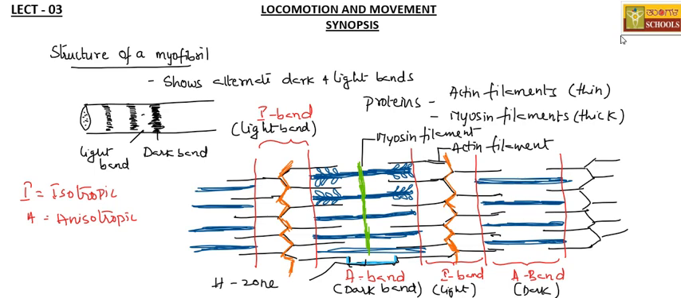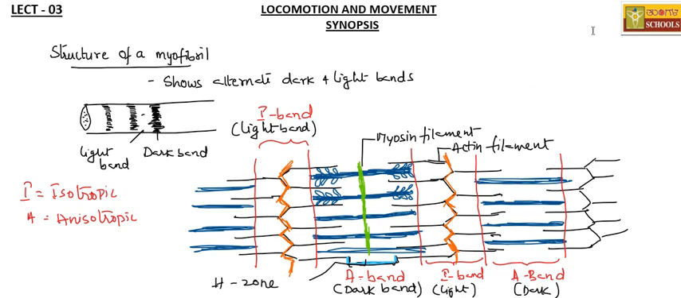This membrane is called the M line. Here the M line is a thin fibrous membrane, right?